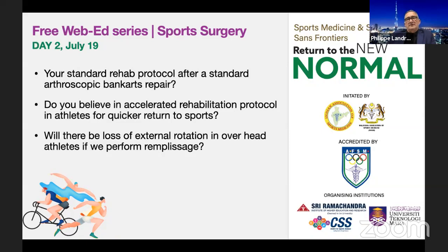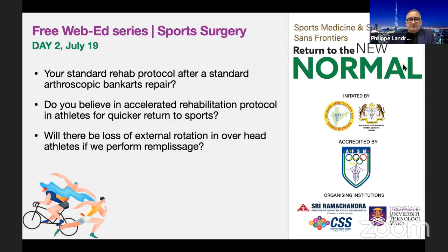Okay, just the MRI, a good MRI will suffice. We also face the same dilemma in our practice, so I think this gives good advice for all of us. A lot of questions, but just one more because we're running short of time. Will there be a loss of external rotation, especially in overhead athletes, if you perform a remplissage?